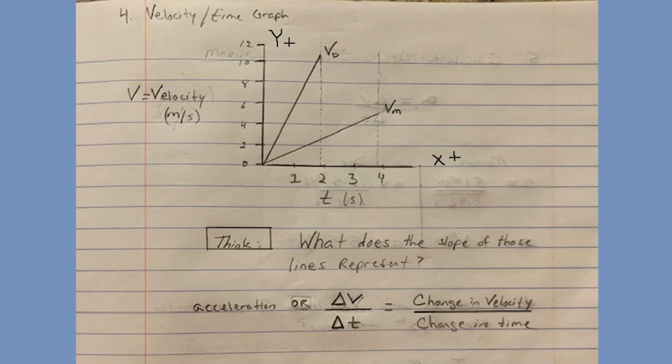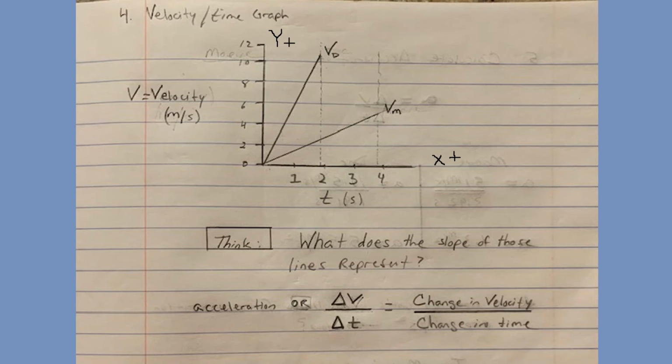Velocity on the y-axis is represented with v, and the units are meters per second. And time, once again, is on the x-axis in seconds. So look at the two lines here, v sub d representing the velocity of my dog, and v sub m representing the velocity of my daughter Maeve. How do they compare? Visually, we can see that the dog's velocity is increasing more rapidly over a shorter period of time.